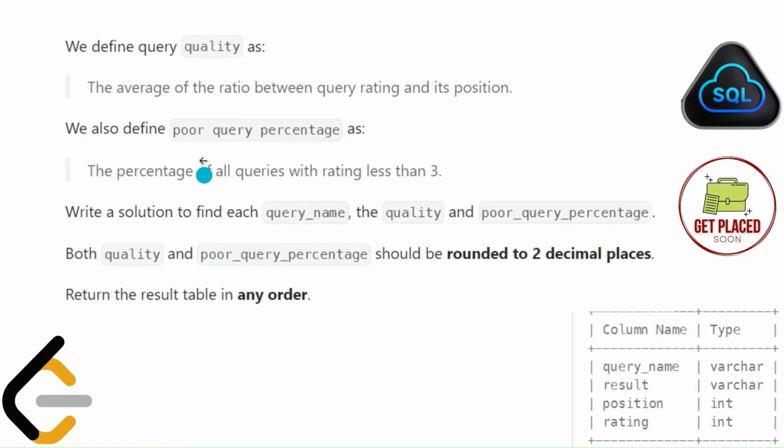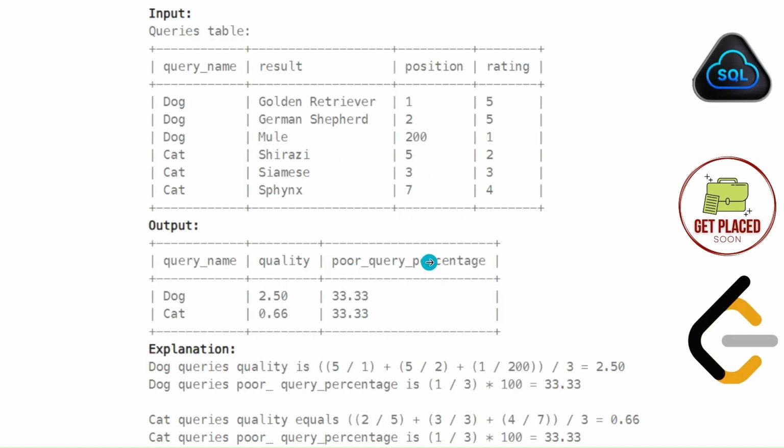Now, let's see how to find the poor query percentage. We know what a poor query is: a rating which is less than 3. So we are supposed to find the percentage of all the queries which have a rating less than 3. First, let's calculate the poor query percentage for dog. You can see for dog, the first rating is 5. 5 is greater than 3. 5 is greater than 3. 1 is less than 3. So only 1 out of 3 is a poor rating here. So 1 divided by 3, and they mentioned it as a percentage, right? So 1 divided by 3 times 100 will give you 33.33 percent.